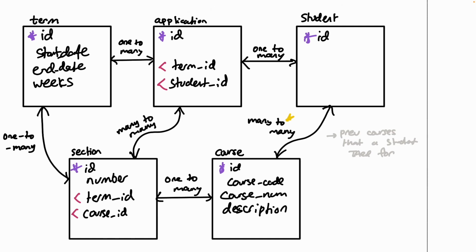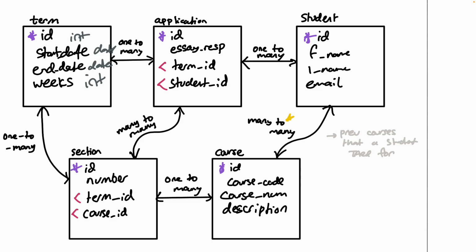And then student has a first name. I'll just abbreviate it for now, since we've used this many times. An application, maybe I have, there's so many different fields we could have here, but maybe I just put an essay response. And of course the types, we can just say like int, date, int.